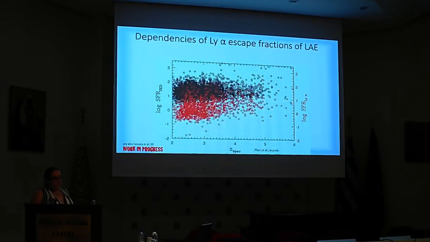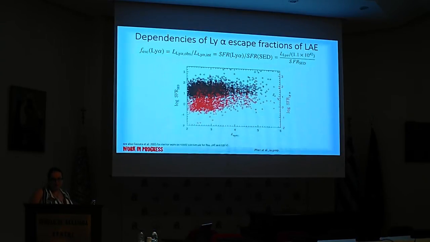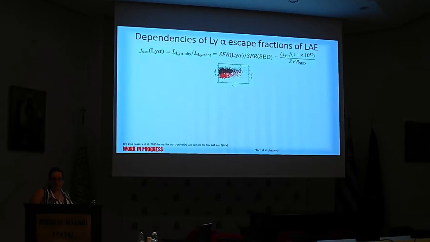Since I want to look at the escape fraction, a quick thing to do is to look at the star formation rates that we can derive. In black points, you see the star formation rate as a function of redshift derived from the SED fitting. In red, you see the star formation rate derived from Lyman alpha, just per the regular Kennicutt-Schmidt relation. You can see that those two star formation rate estimates differ by about one to two orders of magnitude, which gives you an indication of what the Lyman alpha escape fraction is going to be, because we're now just taking the ratio of that, essentially.